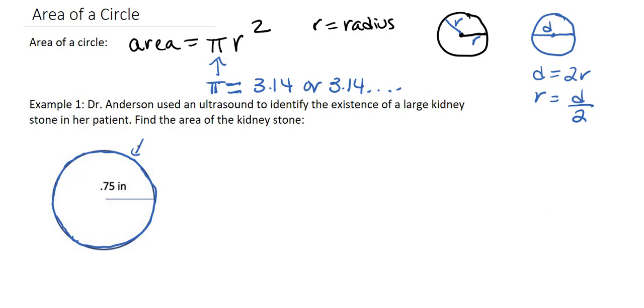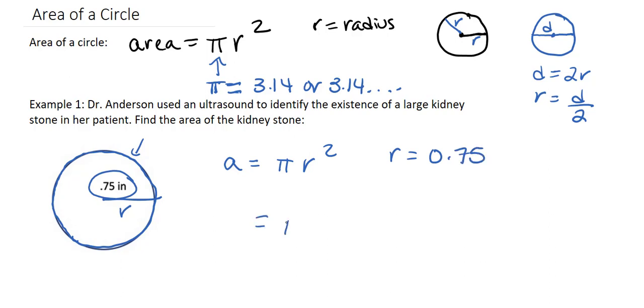So let's go ahead and look at example 1. Dr. Anderson used an ultrasound to identify the existence of a large kidney stone in her patient. Find the area of the kidney stone. So you see that we're given just the radius, and the radius is 0.75 inches. So if we look at our formula, we know r is equal to 0.75.